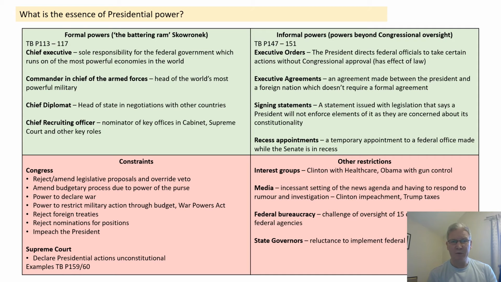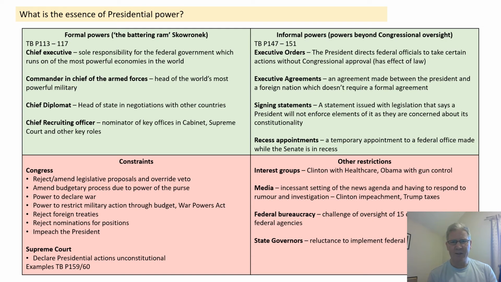From controlling the government, through controlling the armed forces, to being the major figure in foreign affairs, to being the person who can actually bring people into the executive, but also the judiciary. Now, those constitutional powers are actually supplemented by what's called informal powers or direct action powers, powers that work beyond congressional oversight. These include executive orders, executive agreements, signing statements, and recess appointments, all of which you need to be aware of and can be found in the textbook between pages 147 and 151. They're at the root of the argument that the President has moved beyond their constitutional powers to become a more imperial figure.